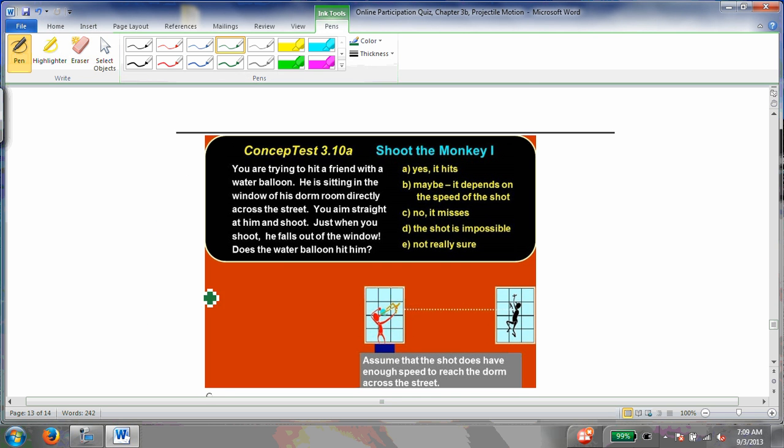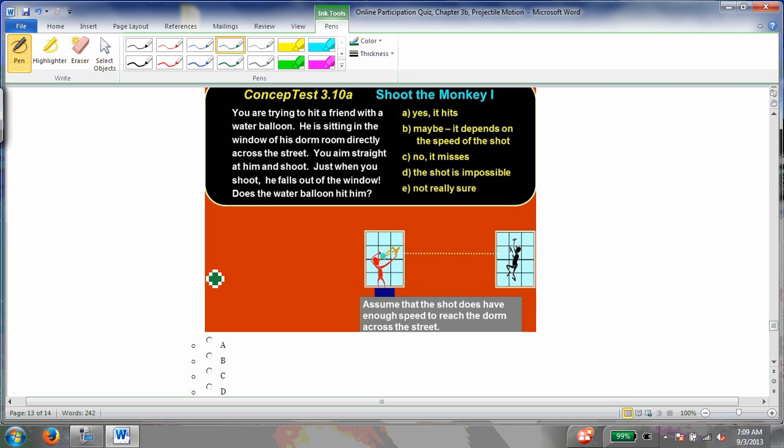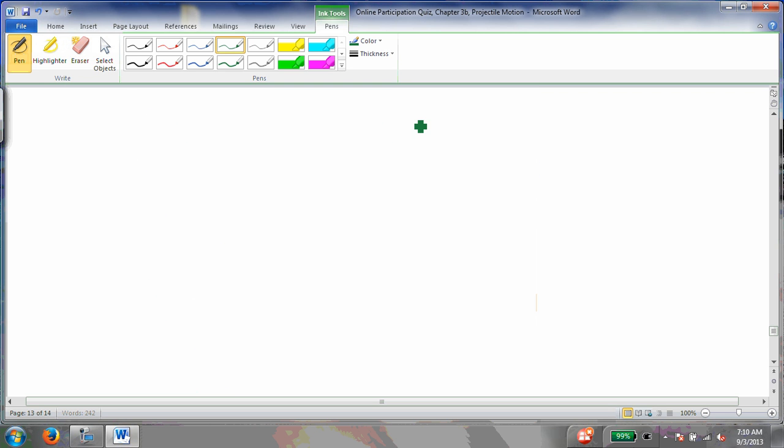All right, you were trying to hit a friend with a water balloon, he's sitting in a window, you aim straight at him and shoot, and just when you shoot, he falls out of the window. So you're trying to shoot something at somebody, and just as you start to shoot it, he drops down. All right, but this thing is also dropping down. So the projectile is going to follow a path like this, but when it reaches this point, this guy will also have fallen the same distance because they're falling at the same rate of minus 9.8. So the answer is yes, it does hit.